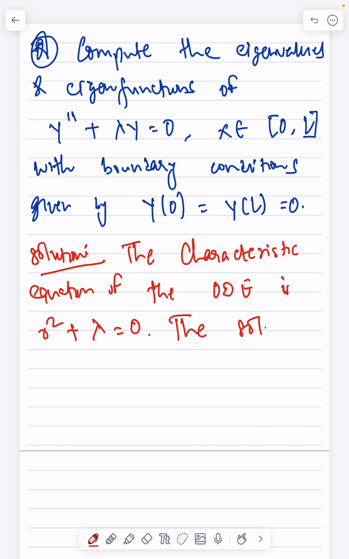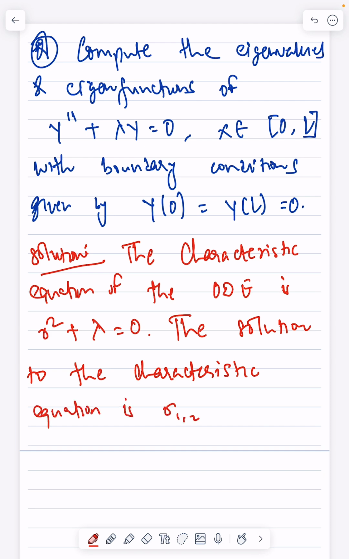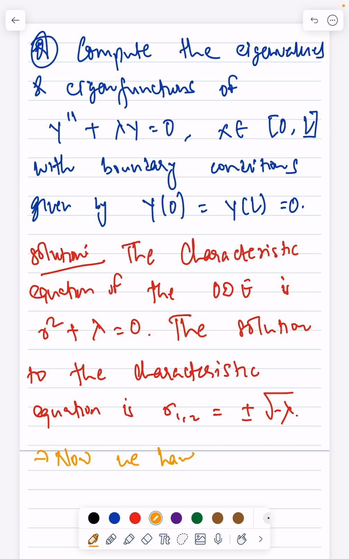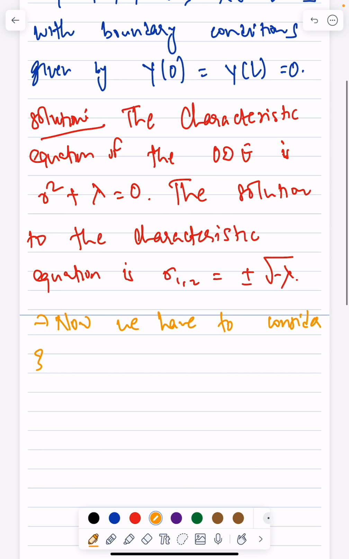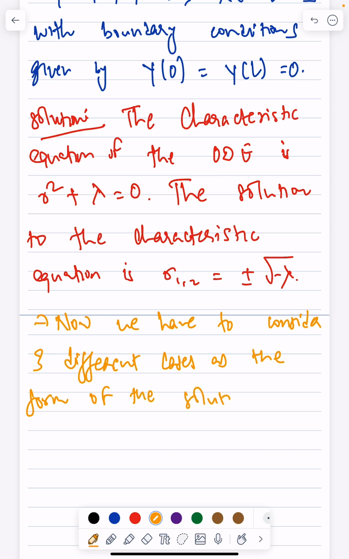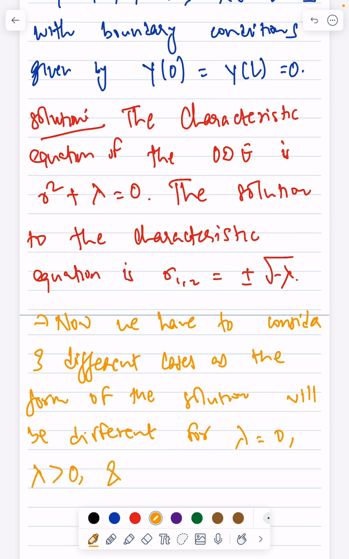The solution to the characteristic equation, the two solutions will be plus or minus square root of negative lambda. Now we have three different cases to consider because the form of the solution will be different for three different values of lambda: for lambda equals 0, lambda greater than 0, and lambda less than 0.